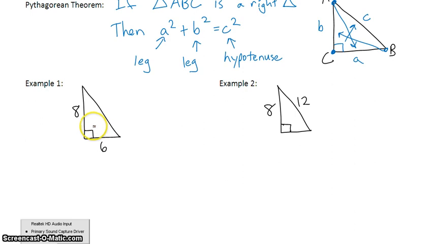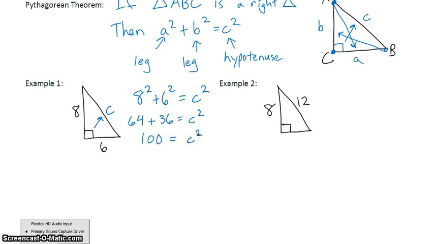Well, step one, identify the hypotenuse in your triangle. In this example, our missing side is the hypotenuse. So we plug our legs into the Pythagorean theorem and we use c for our hypotenuse. 8 squared is 64 and 6 squared is 36. 64 plus 36 is 100.